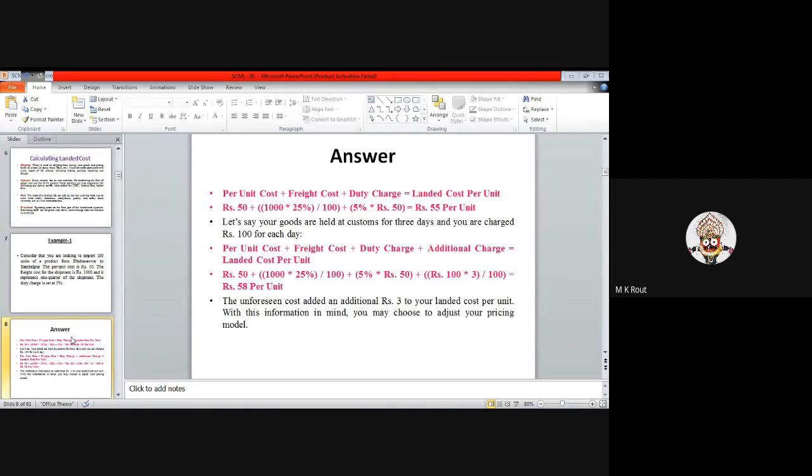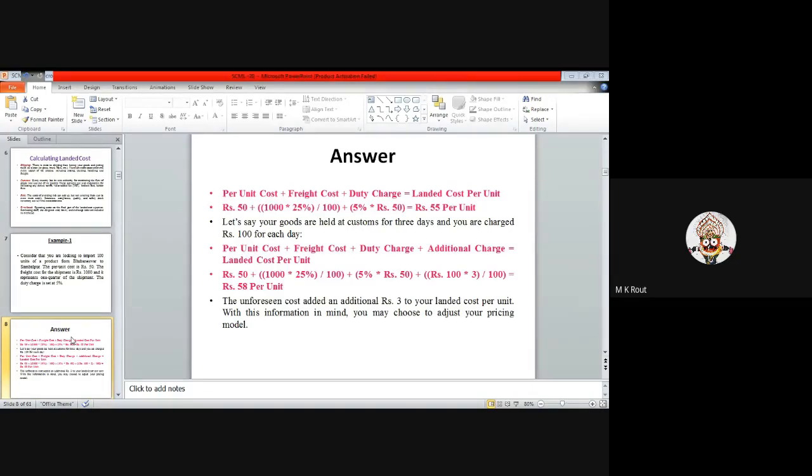Suppose, for example, you have to hold for 3 extra days. In that case, if you calculate the landed cost per unit, the per unit cost is 50 rupees. Again, the freight cost is 1000 into 25. Why 25? Because in this shipment, 1/4 of the shipment is fixed, that is 25 divided by 100. And 5% represents your duty charges, which multiplies with 50 rupees. 50 rupees represents the per unit cost.